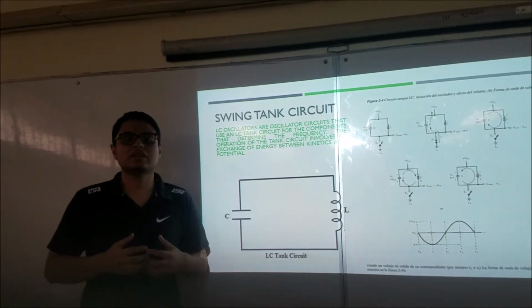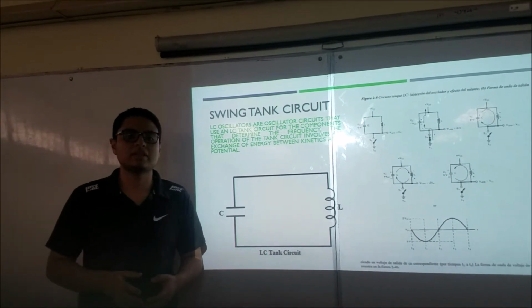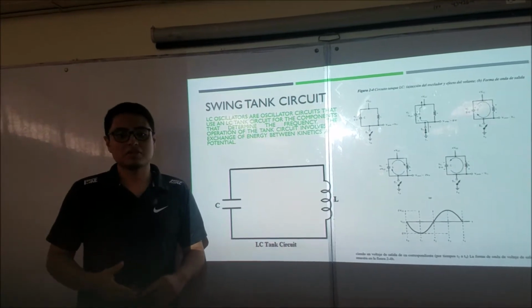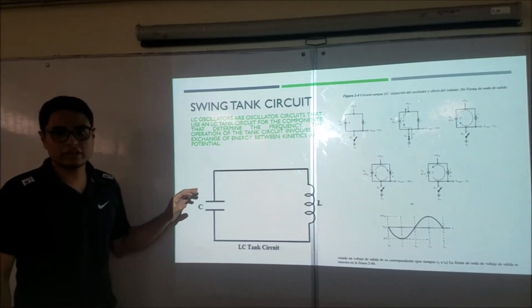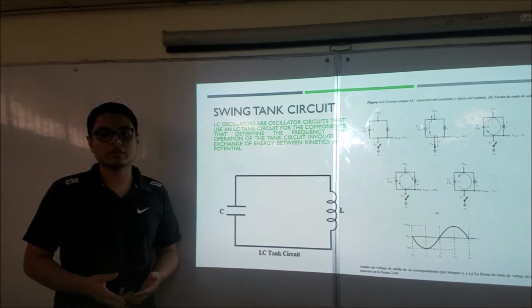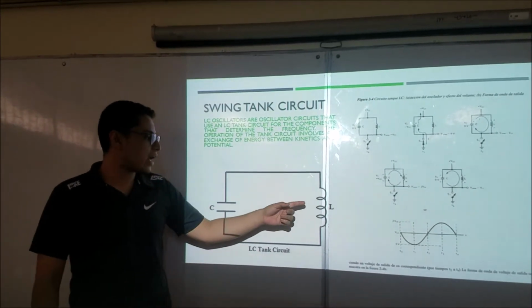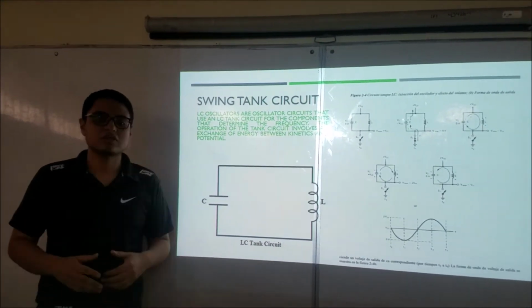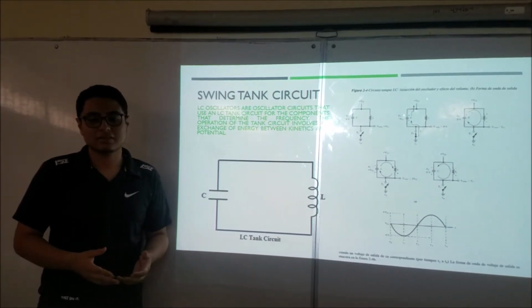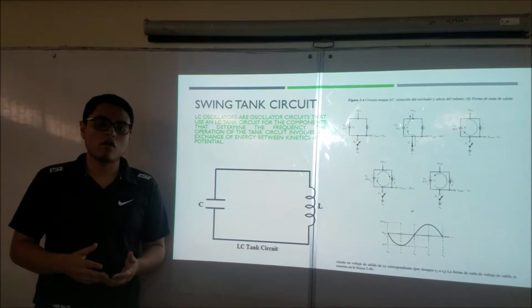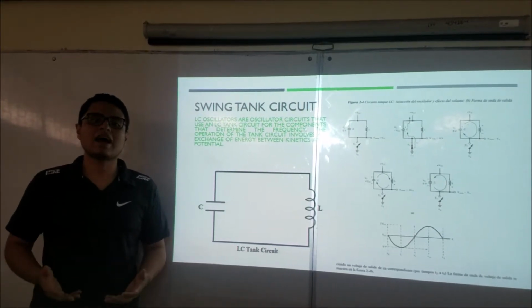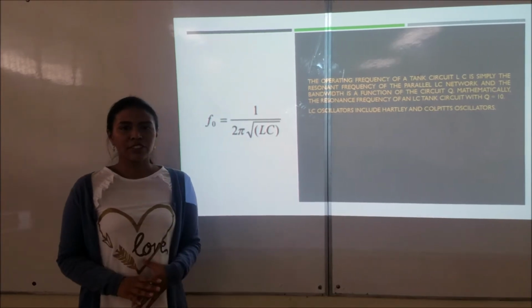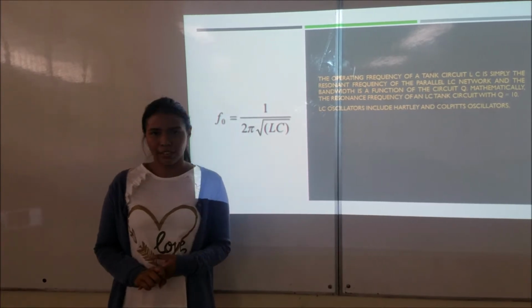A tank circuit is an electronic circuit used in many applications, including oscillators, radio, and television sets. This circuit consists of two components, capacitors and inductors. These two are connected in parallel to create a circuit with current. In addition, the name tank comes from the fact that this circuit stores energy. LC oscillators include the Hartley and the Colpitts oscillators.